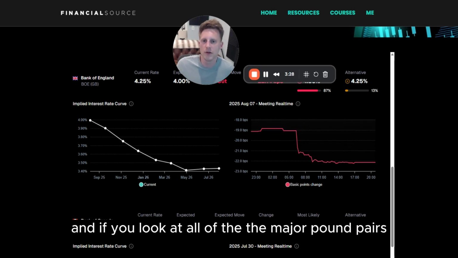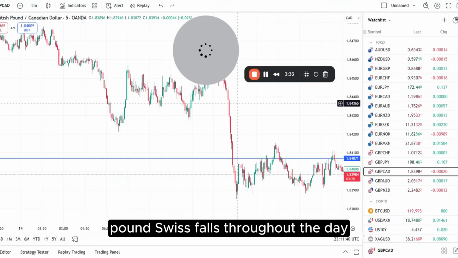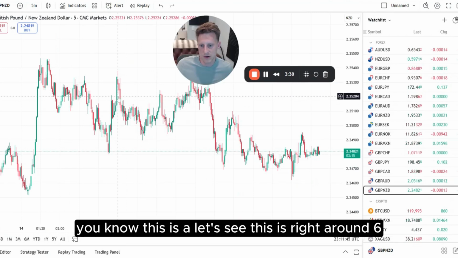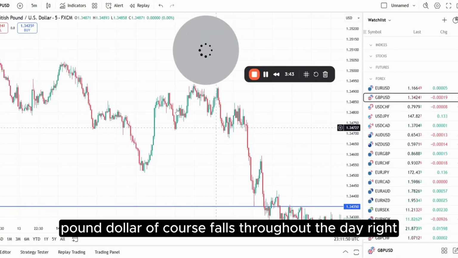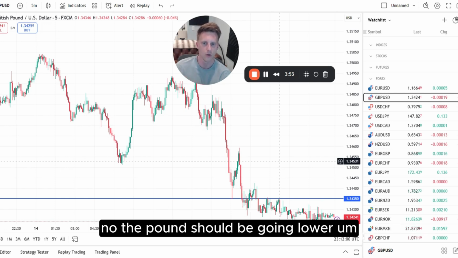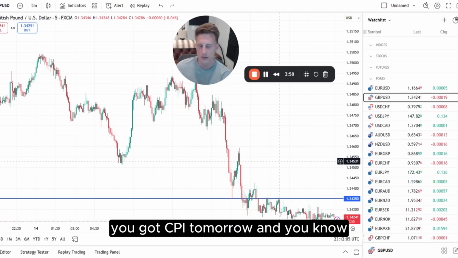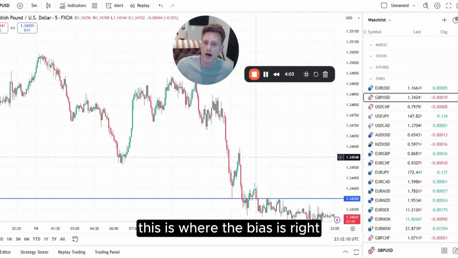And if you look at all of the major pound pairs, pound Swiss falls throughout the day. Pound CAD falls throughout the day. Pound New Zealand, this is right around 6, 7, right in here. This is where it was happening. Falls throughout the day. Pound dollar, of course, falls throughout the day, right? So you get this huge clue to be able to say, okay, no, the pound should be going lower, at least in this intraday session, right? Now you got CPI tomorrow, and there's lots of variables, day to day. But at least for right now, this is where the bias is, right?